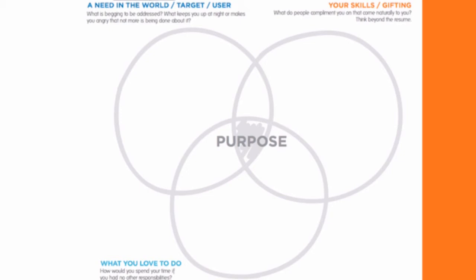Start by thinking about a need in the world or someone who needs help. What is begging to be addressed? What keeps you up at night or makes you so angry that not more is being done about it?